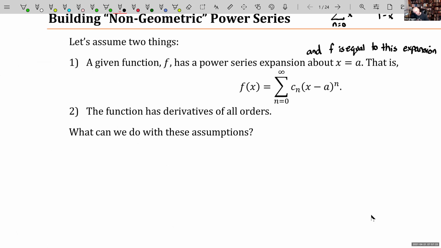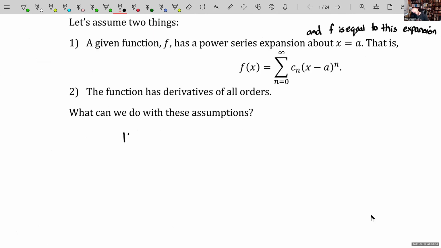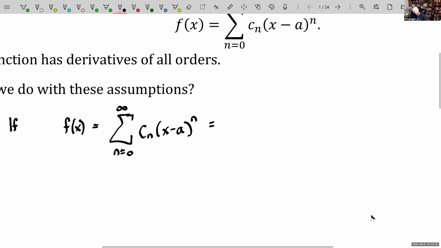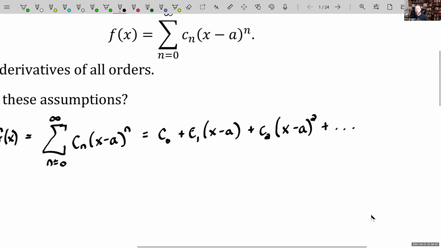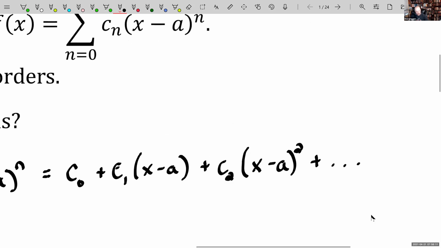Well, let's see. If f of x is equal to the summation n equals 0 to infinity of c sub n times x minus a to the nth power, then f is equal to, I'm going to expand this out a little bit, I hope you don't mind, c naught times x minus a to the zeroth, which is just 1, plus c1 times x minus a to the first, plus c2 times x minus a squared, plus dot, dot, dot. The problem here is we don't know what those values of the coefficients of the power series are.